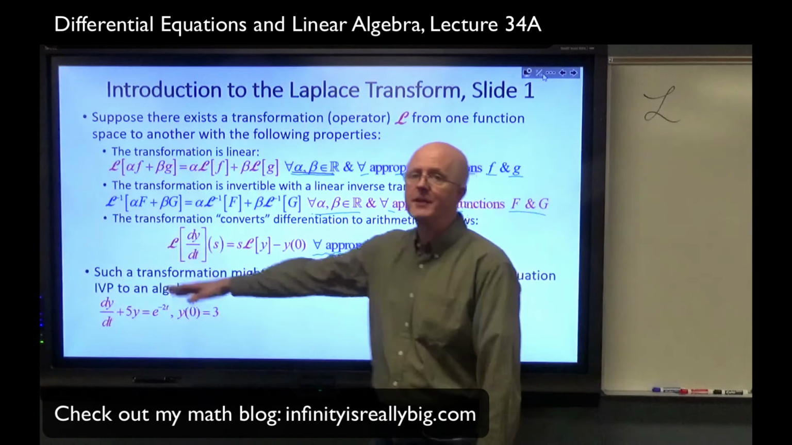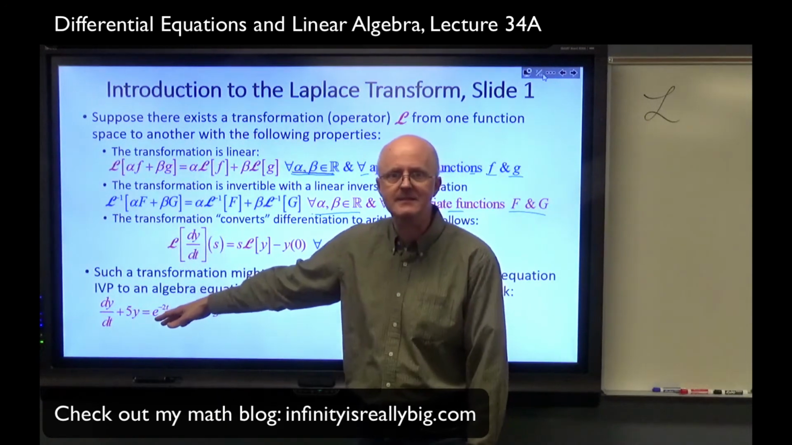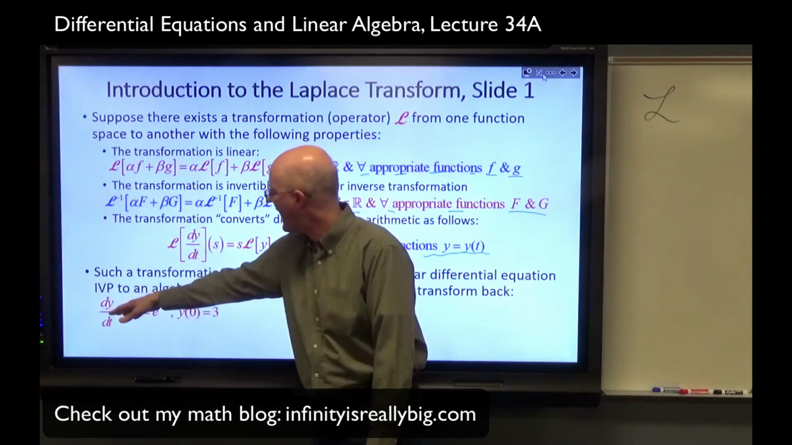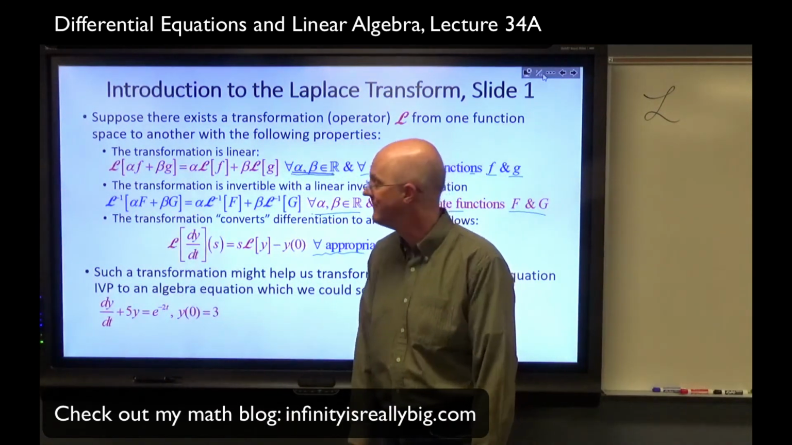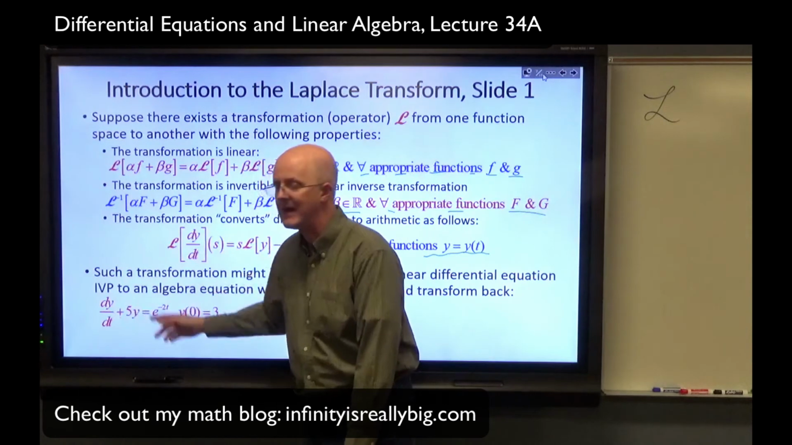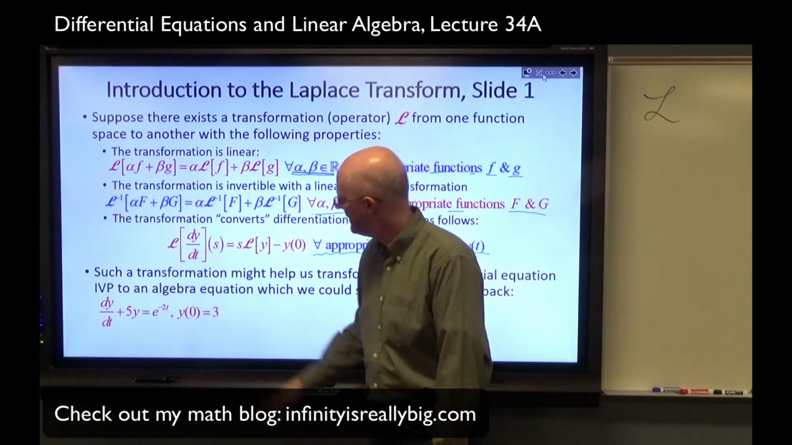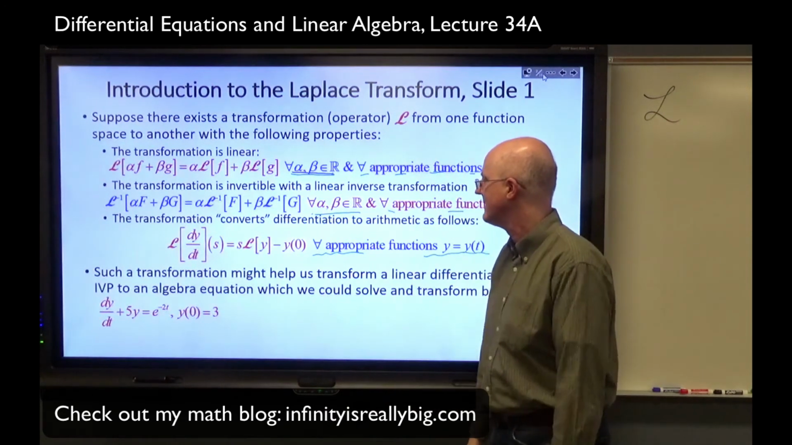What if I now took the Laplace transform of both sides? Assuming everything is a function of t on both sides, y is an unknown function of t. This is its derivative plus 5 times itself. The right-hand side is a known function of t, e to the negative 2t. I've also got an initial condition there.